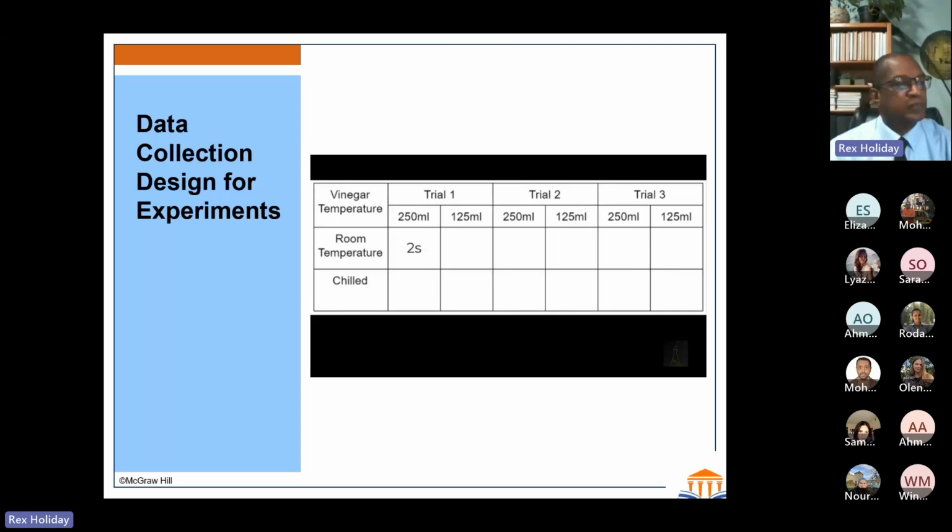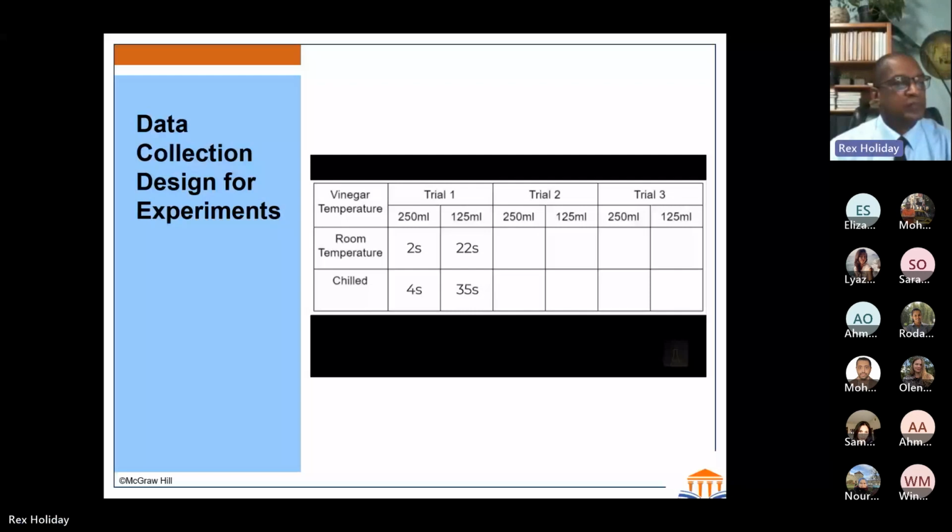It took 2 seconds for our room temperature baking soda and vinegar to bubble up and reach the 250 milliliter level, but it took the chilled baking soda and vinegar 4 seconds to reach the same spot. 22 seconds into our experiment, our room temperature fell to the 125 milliliter level, but it took until 35 seconds into our experiment for the chilled baking soda and vinegar to do the same.